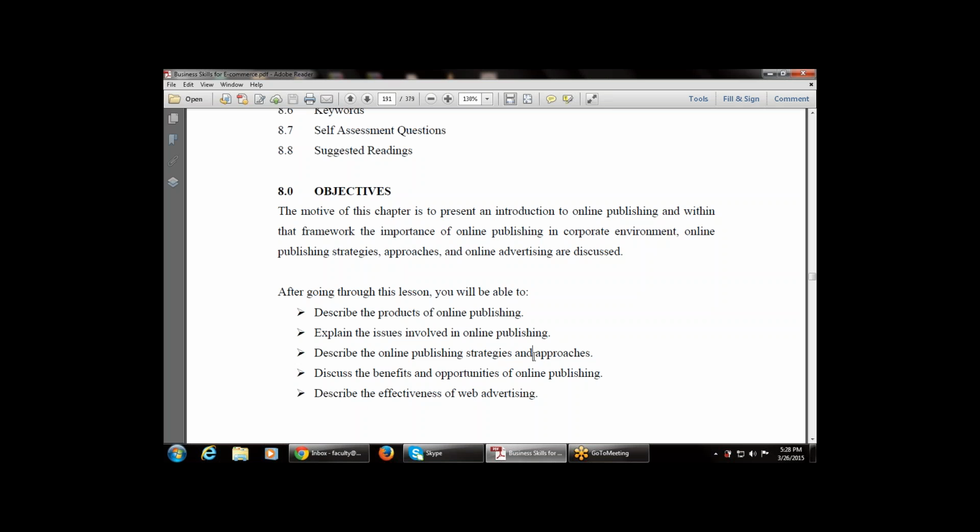Then describe the online publishing strategies and approaches, that is, what are the different online publishing strategies and the various approaches available with online publishing. Then discuss the benefits and opportunities of online publishing. Then describe the effectiveness of web advertising, that is, what web advertising is, and why most people prefer web advertising.